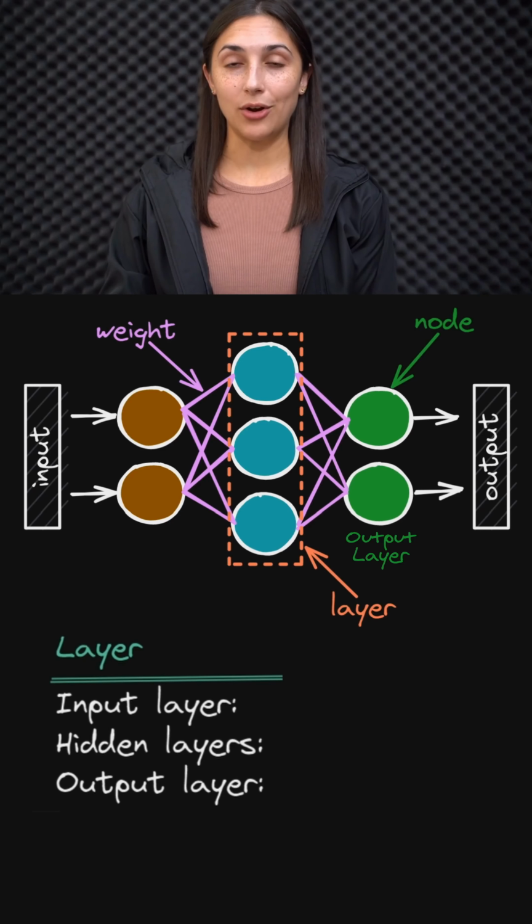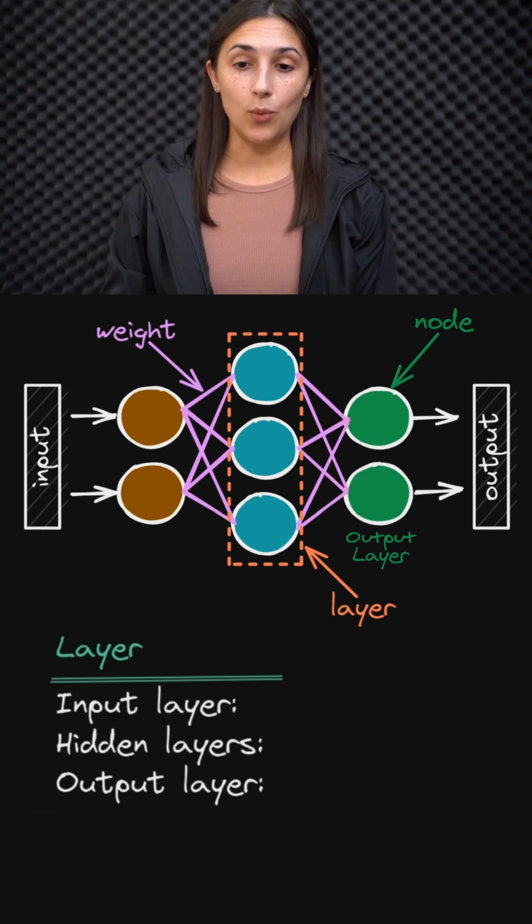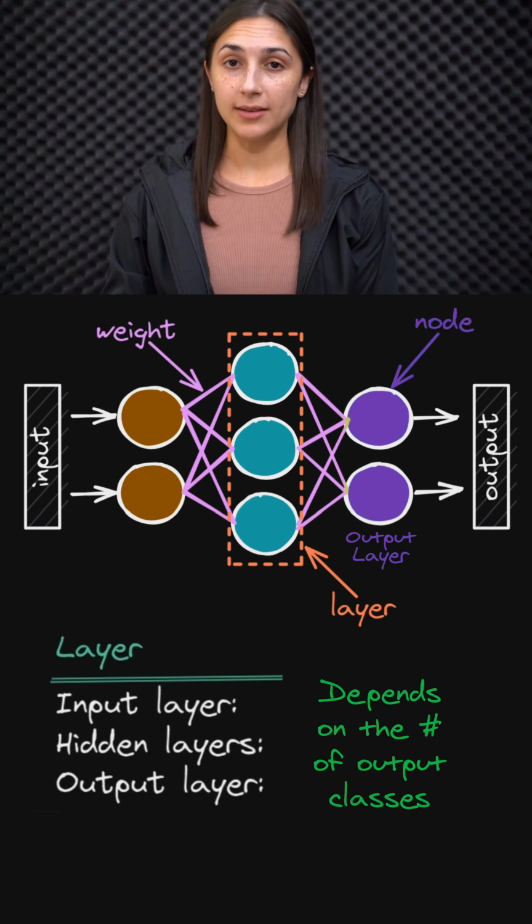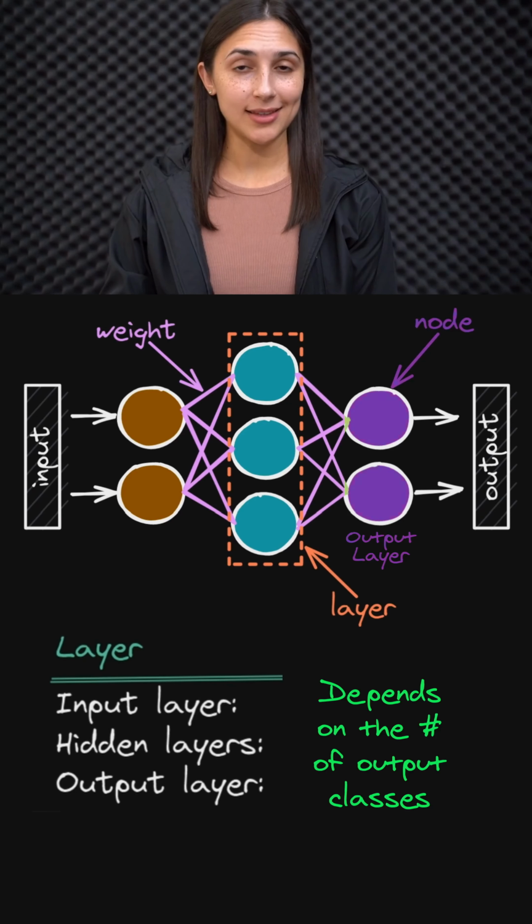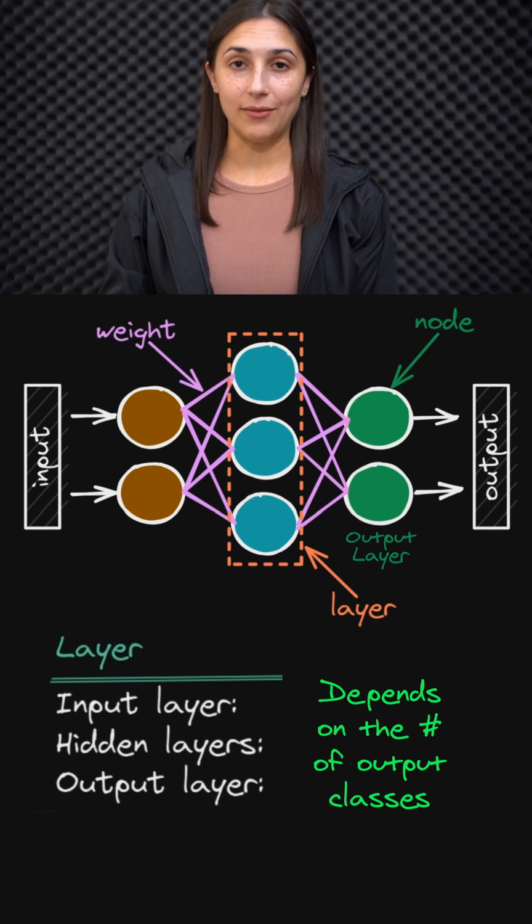So assuming that we are using a neural network for classification purposes, the output layer is going to have one node for each possible output class. So for example, if we're passing images that belong to one of two categories, then we would have two output classes, and therefore our output layer would have two possible outputs or two nodes as illustrated in this image here.